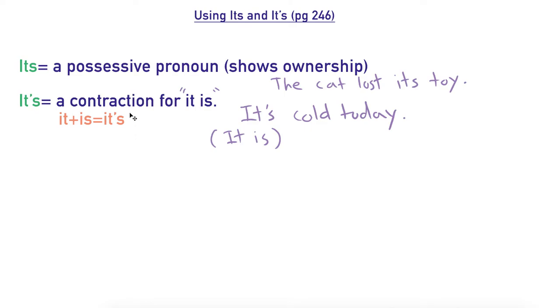A lot of people make this mistake when they're writing. They forget to put the apostrophe next to the s, so make sure you do that. When you're speaking out loud, there's no way to make the mistake, because no one knows whether you're adding the apostrophe. But when you're writing it's, make sure you're using the correct one. Either it's possessive, or it's the contraction, it is.